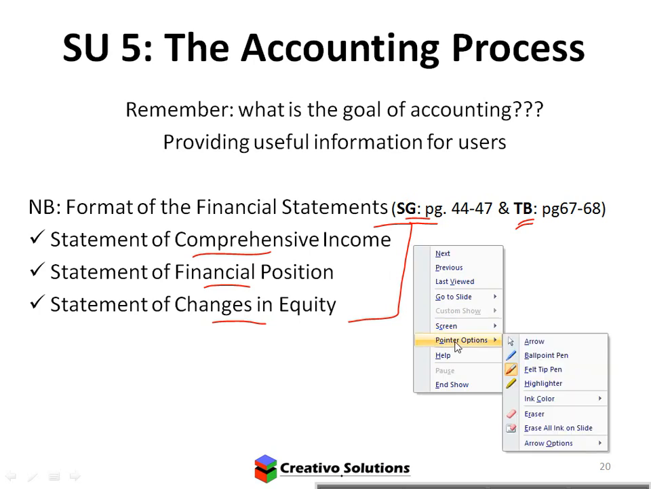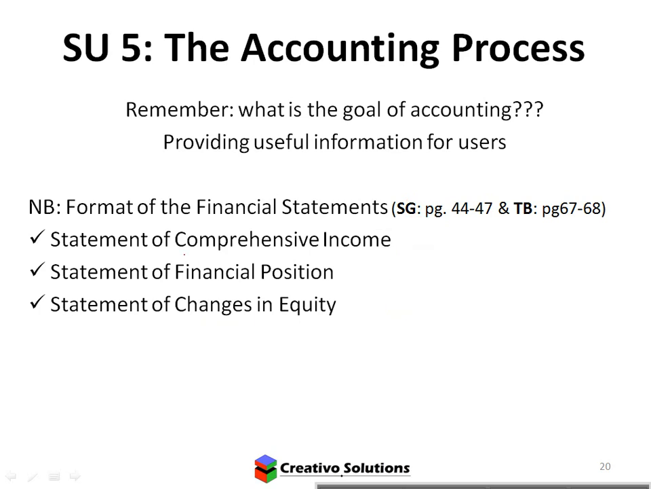What I do want to discuss here is some revision. Statement of comprehensive income, it's also profit and loss. What do I show in my profit and loss? Income and expenses. Notice, those are two of the accounting elements. So if I'm going to draw up a statement of comprehensive income, I'm going to show income and expenses.